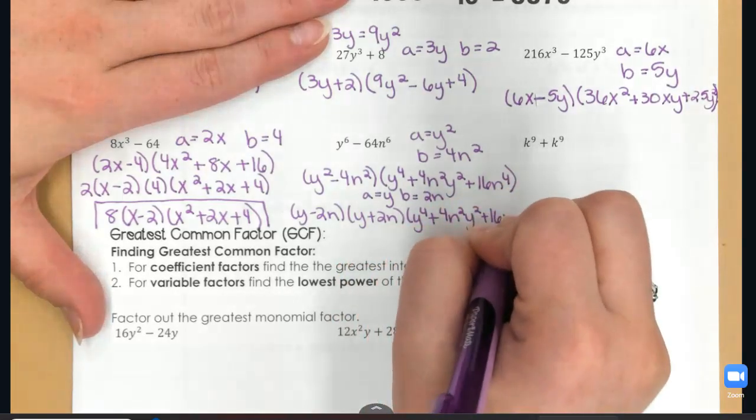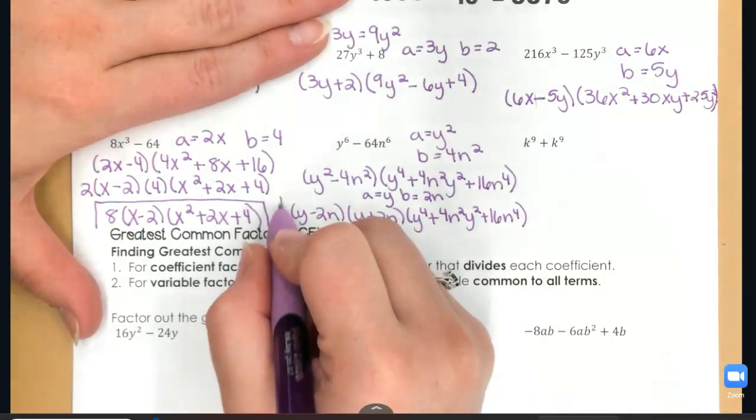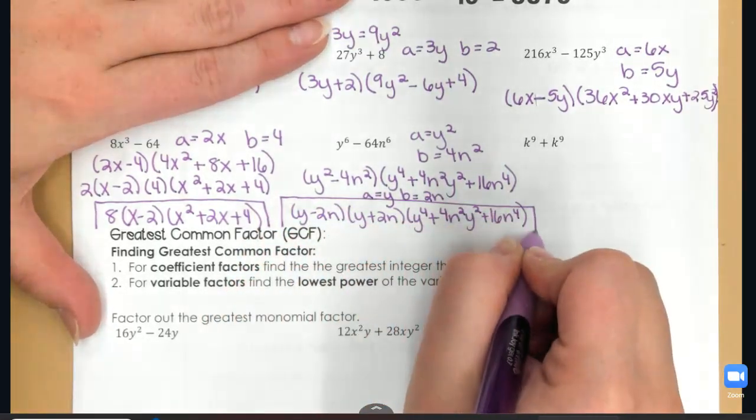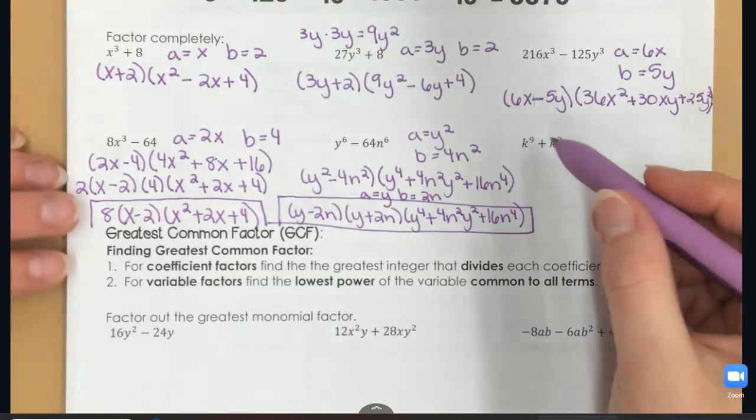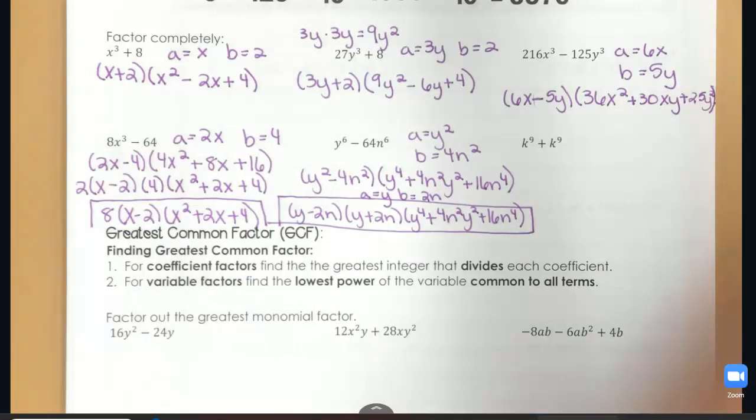It is part of your final answer. So this whole thing is our final result. Okay, last one. I have k to the 9th, and k to the 9th.